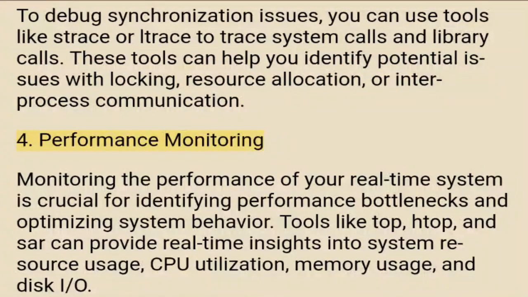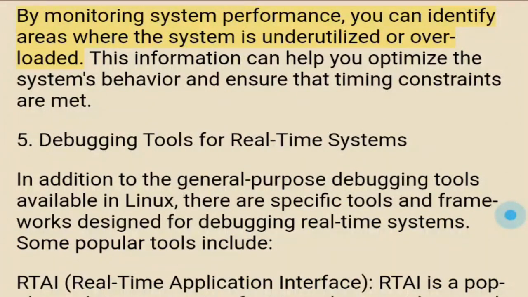4. Performance monitoring. Monitoring the performance of your real-time system is crucial for identifying performance bottlenecks and optimizing system behavior. Tools like top, htop, and SAR can provide real-time insights into system resource usage, CPU utilization, memory usage, and disk I/O. By monitoring system performance, you can identify areas where the system is underutilized or overloaded. This information can help you optimize the system's behavior and ensure that timing constraints are met.